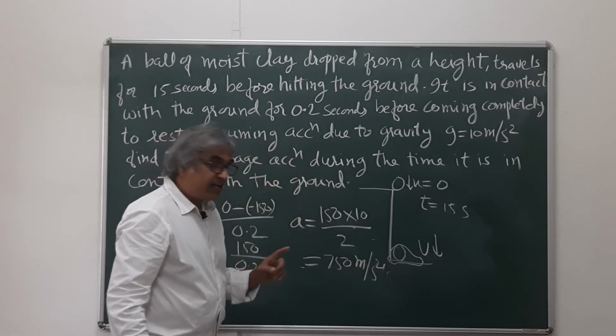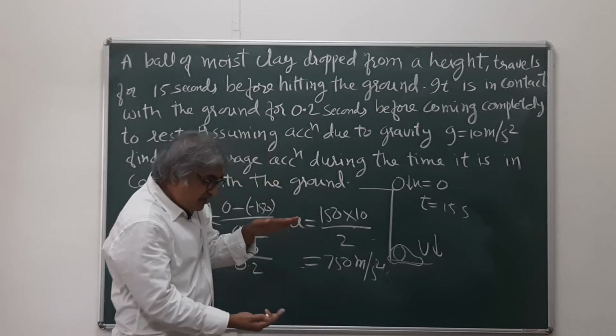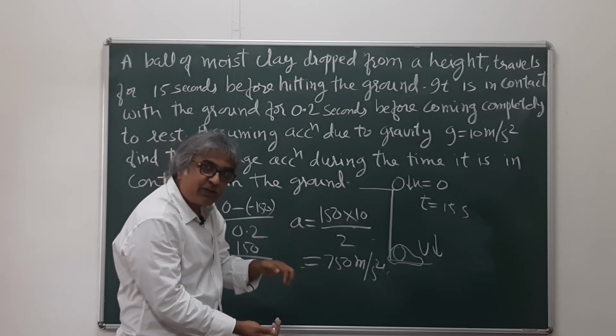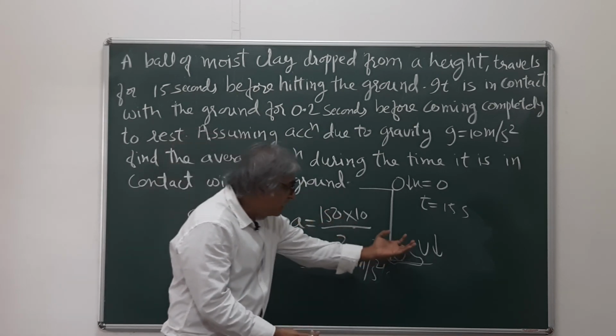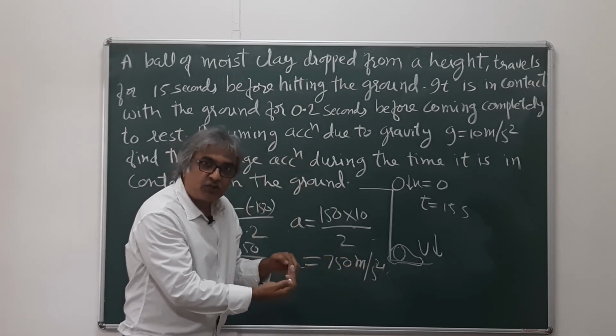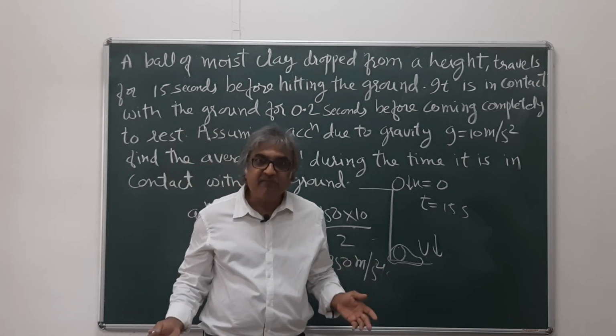Please note, it's acceleration, and the sign is positive. Why? Because we are taking the downward direction as negative, and the ball is slowing down. The clay ball is coming to rest, so the acceleration must be upward. So this is 750 meters per second square. Okay, thank you.